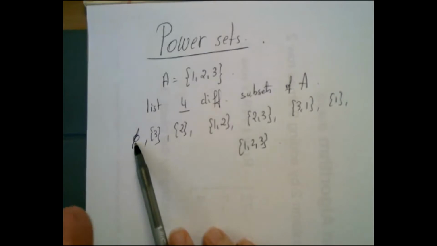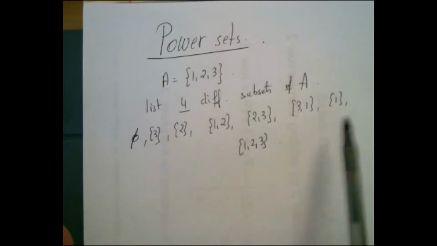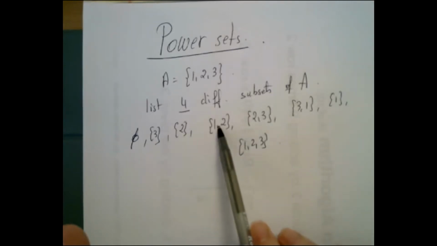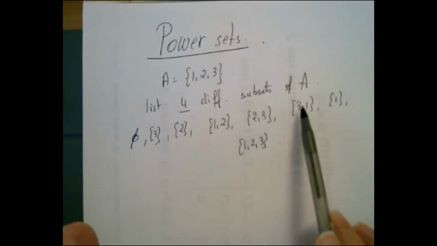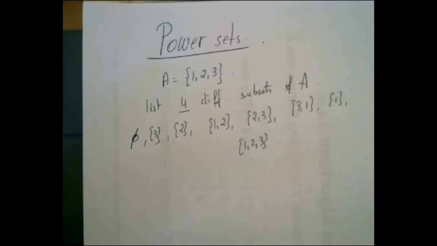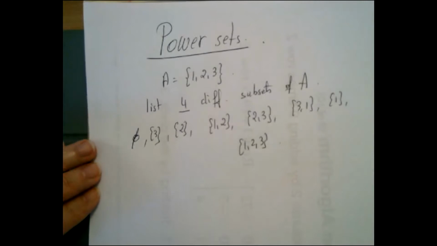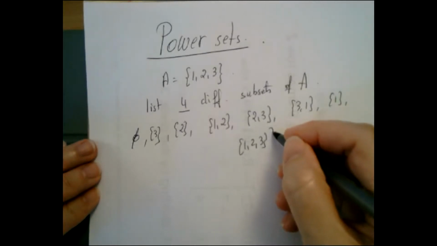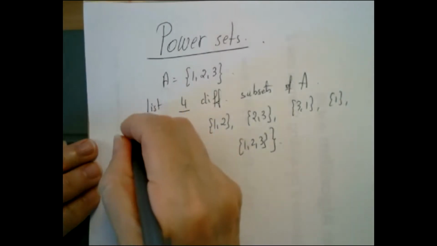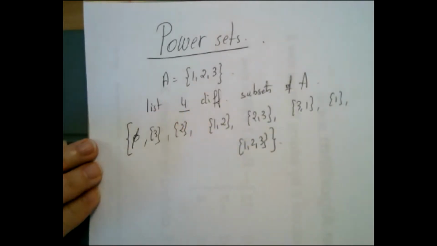The subset of cardinality 0 is only the empty set. All the subsets of cardinality 1 are 1, 2, 3. All those of cardinality 2 are this one, that one. And then the subset of cardinality 3 is the set itself. So it has a lot of subsets. The power set is a new set whose elements are the subsets of A.